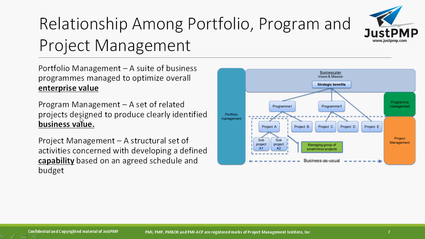Program management is a set of related projects designed to produce a clearly identifiable business value. You're developing something, and two or three projects are grouped under the program, and after the projects get over, they will produce the identified business value for the organization.